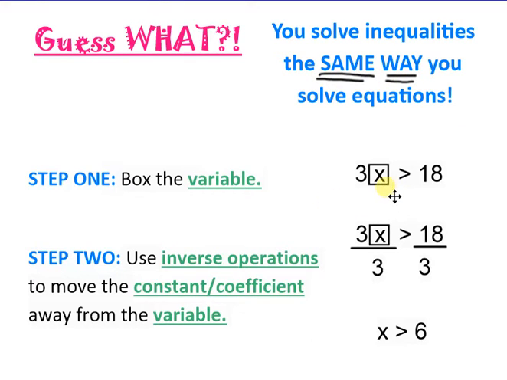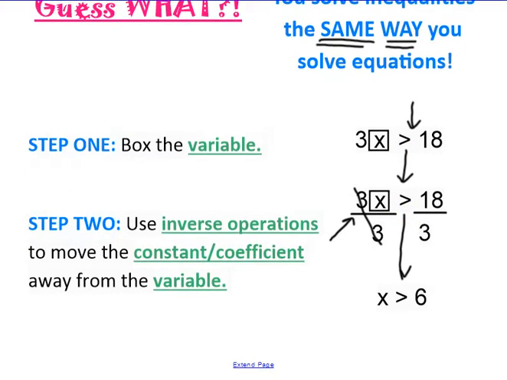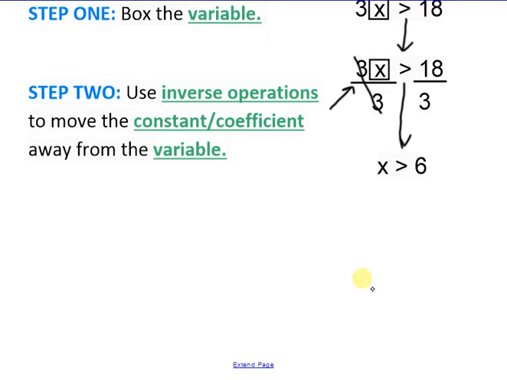Step 1, box the variable. Step 2, use inverse operations to move the coefficient or the constant away from the variable. So, multiplication's happening here. I'm going to use division, a fraction bar, to move it away. The 3's cancel out. I bring down my x. The only difference is right here. There's no equal sign. There's going to be an inequality sign. But look, you just bring it down every step of the way. There's going to be one tiny exception, but I'm going to show you later in the lesson.